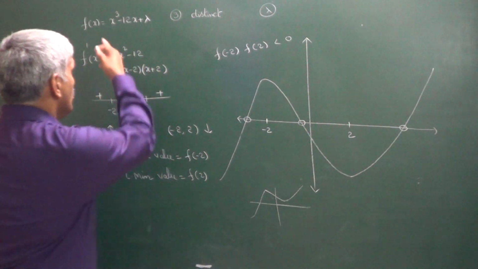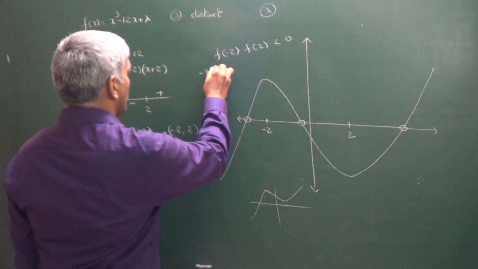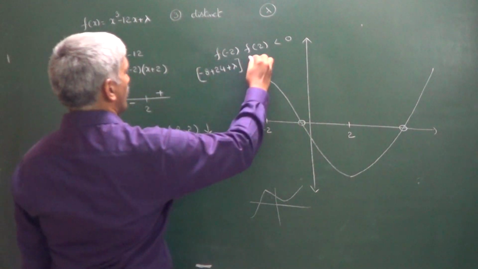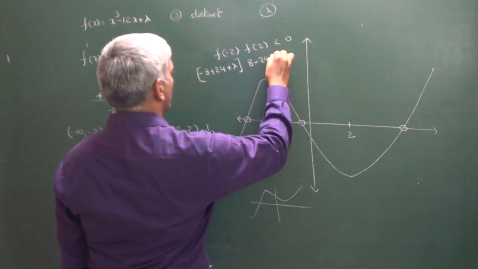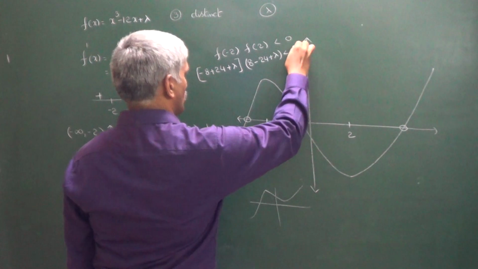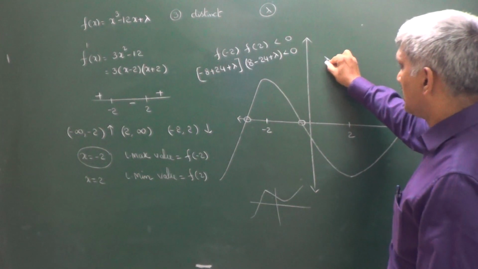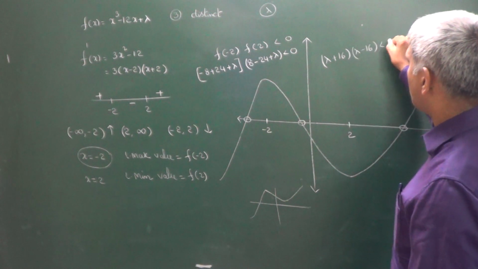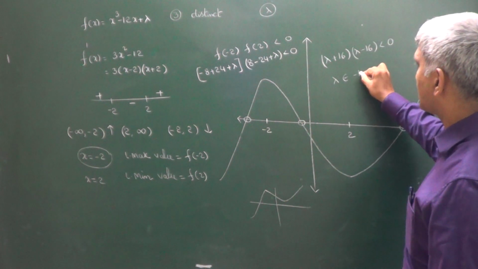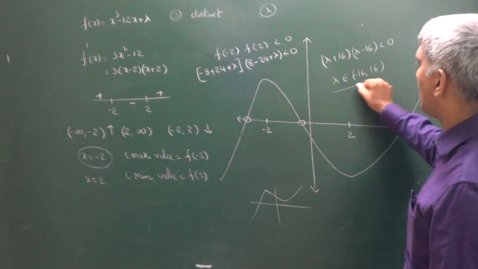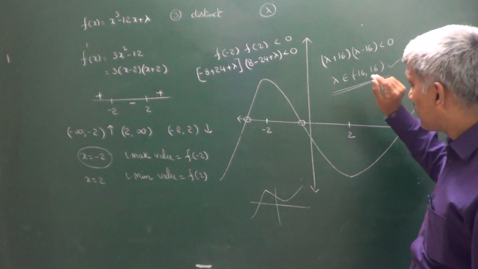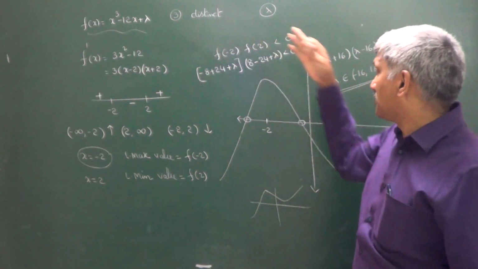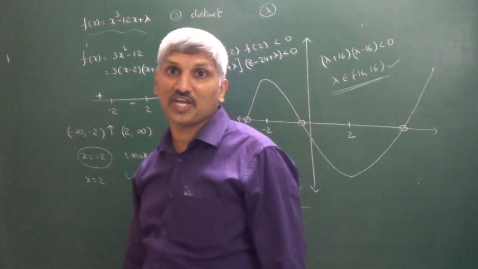So what is f of minus 2? F of minus 2 is equal to minus 8 plus 24 plus lambda. And what is f of 2? F of 2 is equal to 8 minus 24 plus lambda. Now from this information we can write it as lambda plus 16 into lambda minus 16 less than 0. That means lambda belongs to minus 16 comma plus 16. If lambda lies in this interval, then this equation has 3 distinct real roots, right? For these values of lambda, the given equation has 3 distinct real roots.